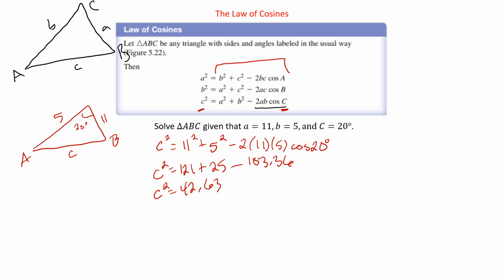42.63381117. So we can square root. So C equals about 6.529.